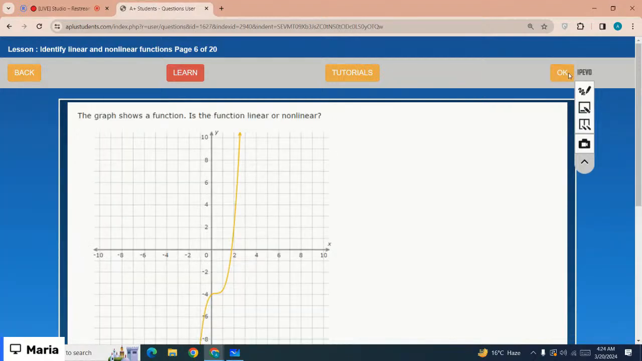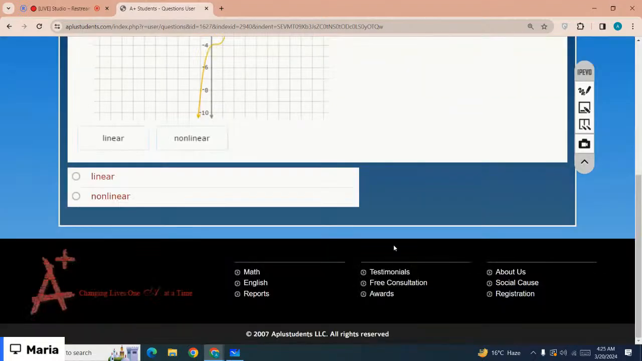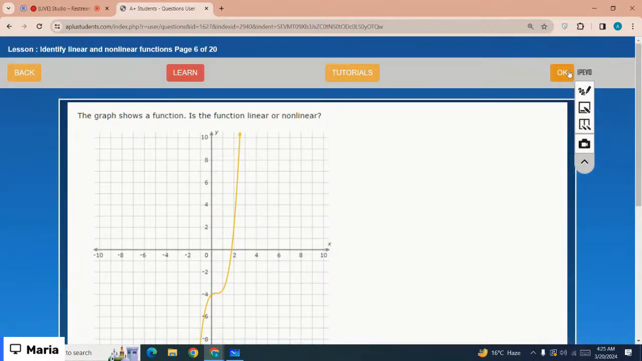The graph shows a function. Is the function linear or non-linear? Which is the correct option? Yes, the correct option is that is a non-linear function. The graph is a non-linear function, right? Option number 2 is the correct option.